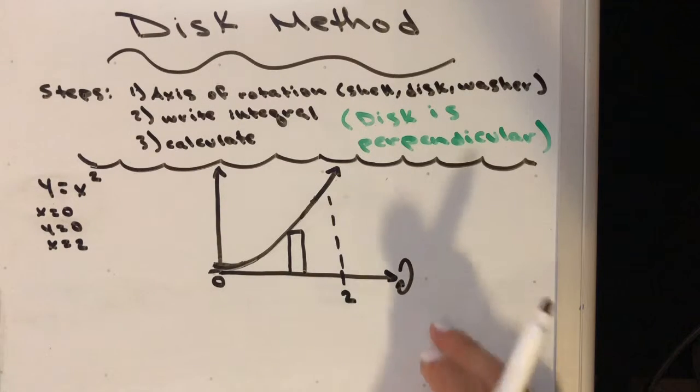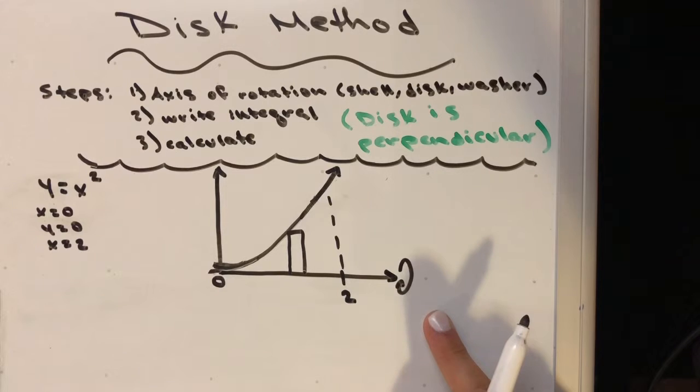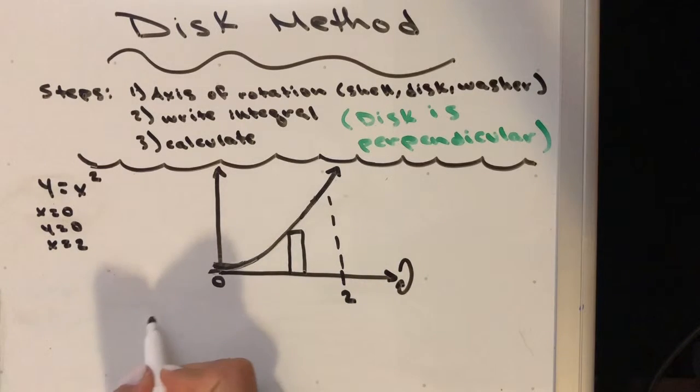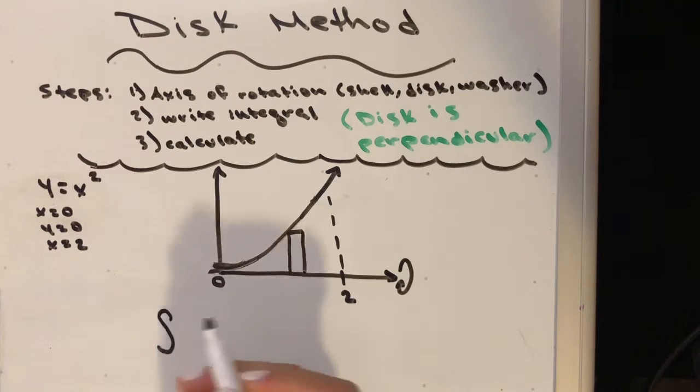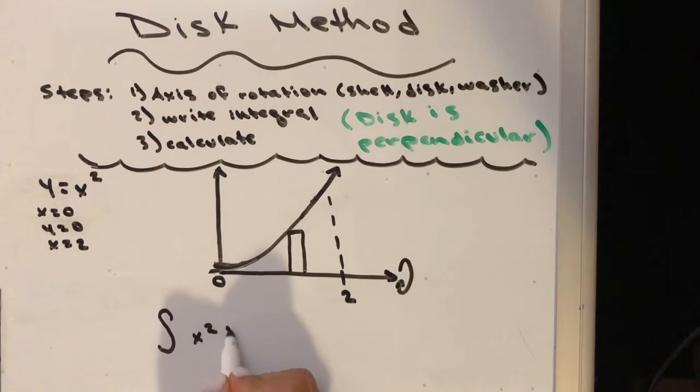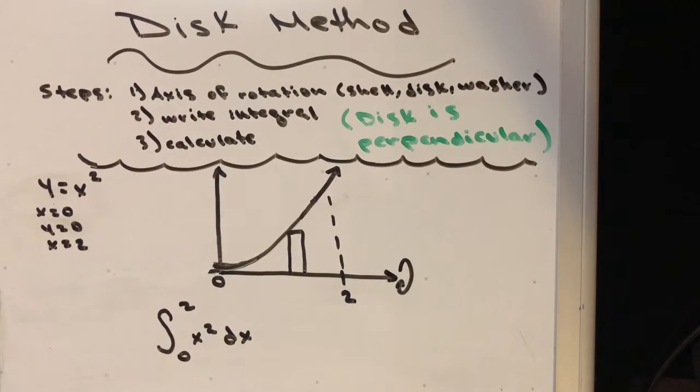So we're going to start off. The first thing to do is just notice what kind of axis of rotation we have, and that's going to dictate what method we're using. So we're going to use disk. We're going to write our integral. So typically, to find the area under the curve, we do the integral of x squared dx from our lower bound, which is 0, to our upper bound, which is 2.